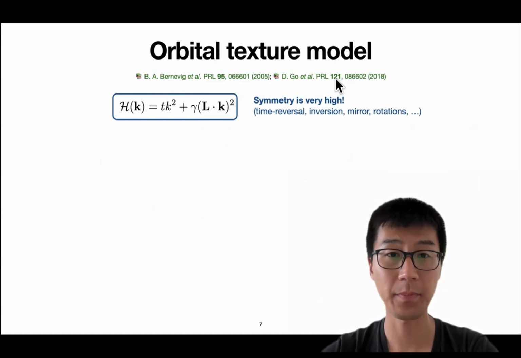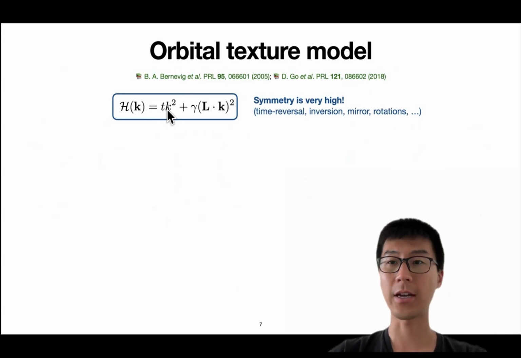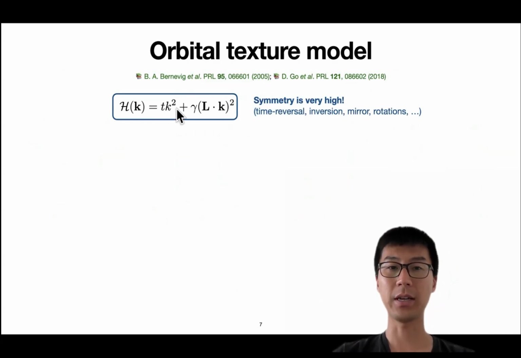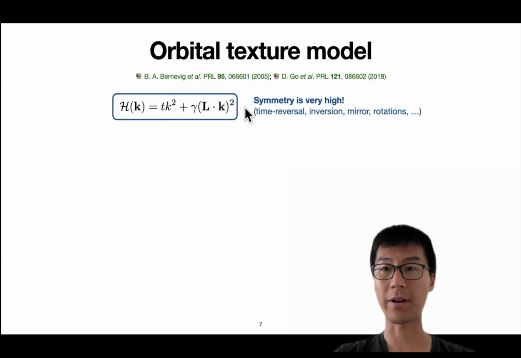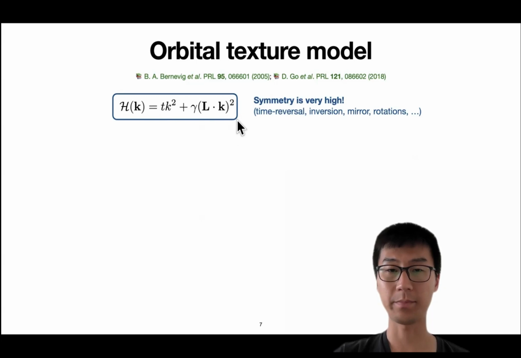About 13 years later, I and my PhD supervisor studied this model to understand the microscopic origin of the orbital Hall effect. The orbital texture model has two terms. First, the kinetic energy, which is constant, so it's quite boring. And second, a rather interesting term, which is quadratic in k, but with k depending on the projection to L. One important point is that this Hamiltonian has very high symmetry. It means that the Hamiltonian is invariant under time reversal, inversion, mirror, and rotations. Therefore, you would expect that this is a low energy realization of many different materials.